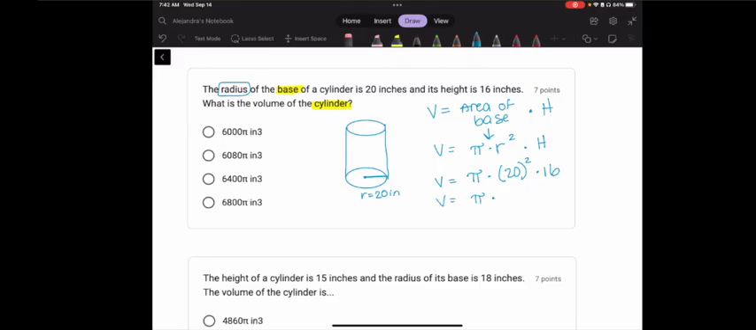So the volume will equal pi times 20 to the second power, which is 400, times 16. So right here on the side, I'll do 400 times 16. That will be 6,400. So the volume here is going to equal pi times 6,400.